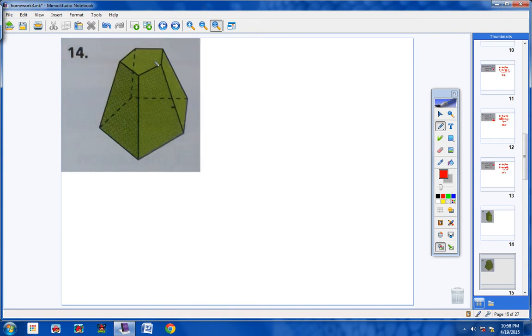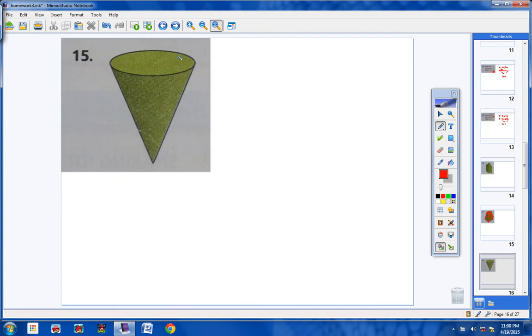All right, number 14. Yes, look. This is definitely a polyhedron. Students, if you look at all the faces, this is a pentagon, 5 sides. All of these are probably trapezoids, but either way, they're a 4-sided polygon, so a quadrilateral. But every single face is a polygon. So yes, we have a polyhedron.